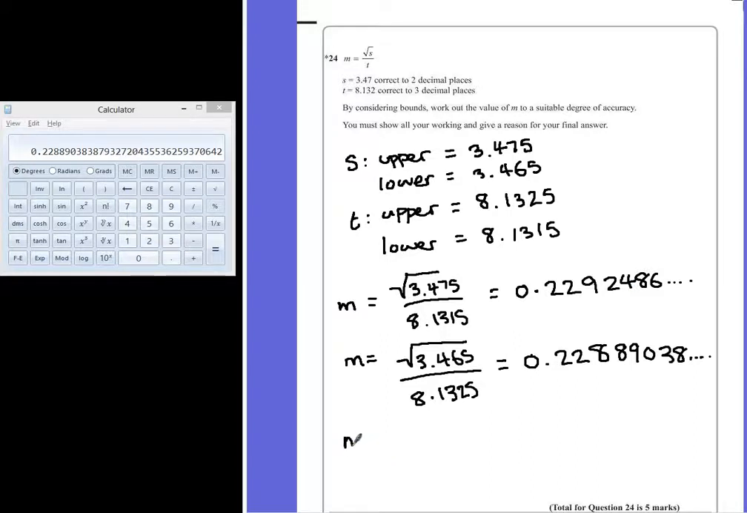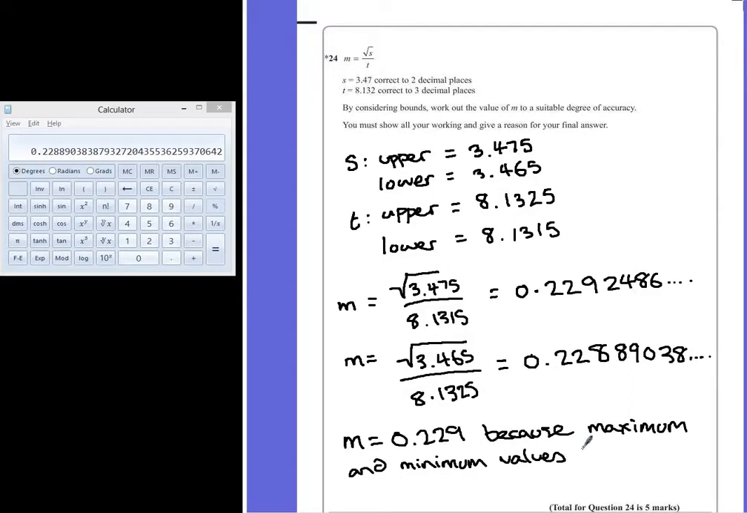So for a final answer for here, we're going to say m is equal to 0.229, because the maximum and minimum values for m can both be rounded to this with 3 decimal places.